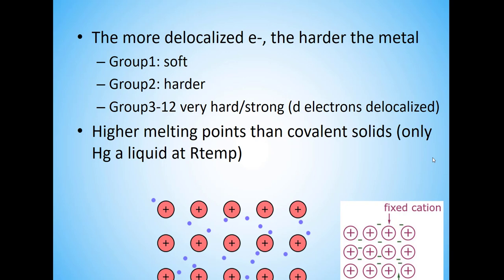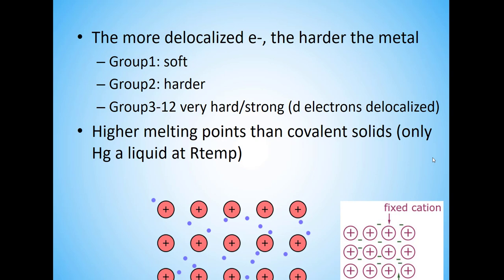The more delocalized electrons there are, the harder the metal becomes. So if you look at group 1, your alkali metals, these metals are so soft that you can cut them with a knife. In group 2, the alkaline earth metals, they're a little bit harder because there are 2 valence electrons. And in your transition metals, this is where we find the hardest metals. And this is because the d electrons can become delocalized also. So adding to the number, instead of just having 2 valence electrons become those delocalized electrons, the transition metals have their d electrons also become involved.